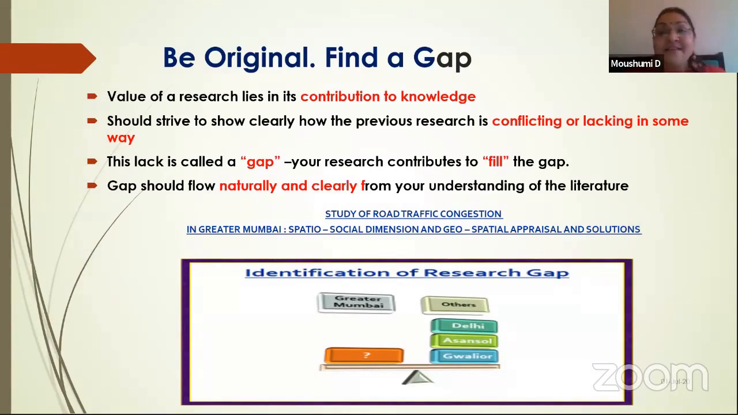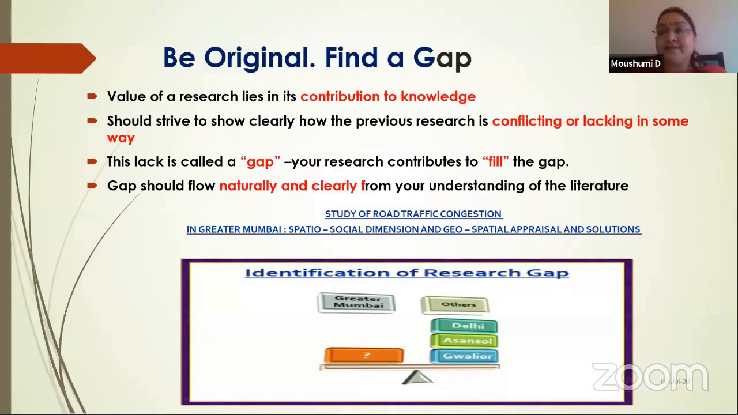Don't you feel, my friends, that is a gap in research? Traffic congestion is such a huge problem in Mumbai, and that has not been studied. So why don't I take it up as my research? Why can't I take up and fill up this gap? That becomes a research. And who has shown me this gap? It is the literature review.